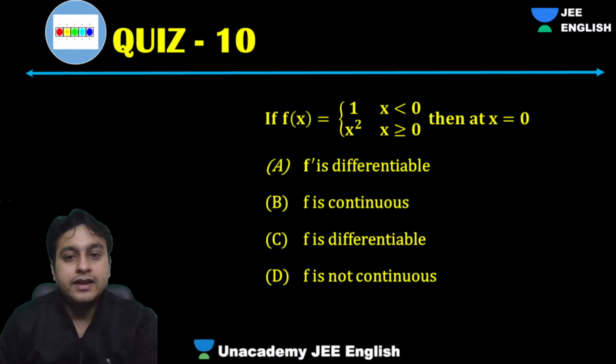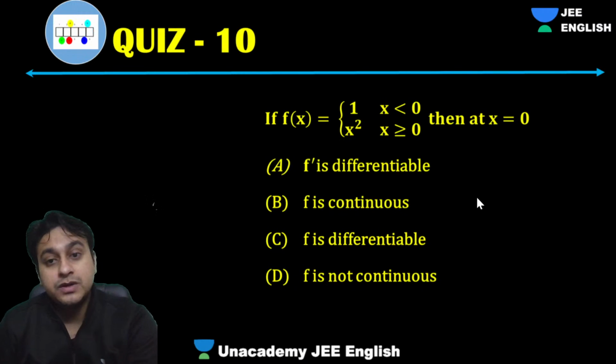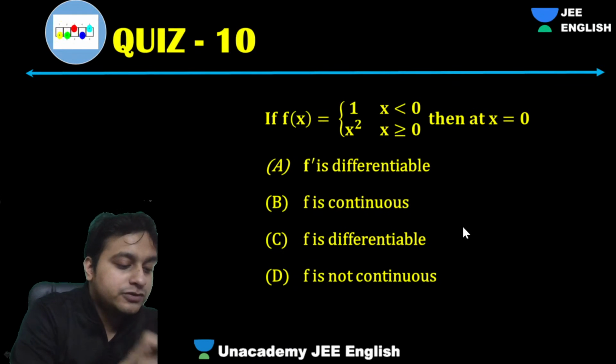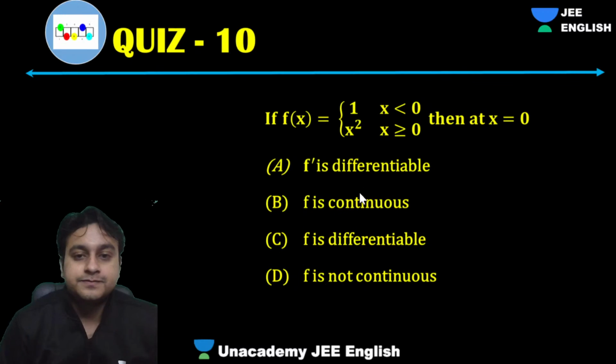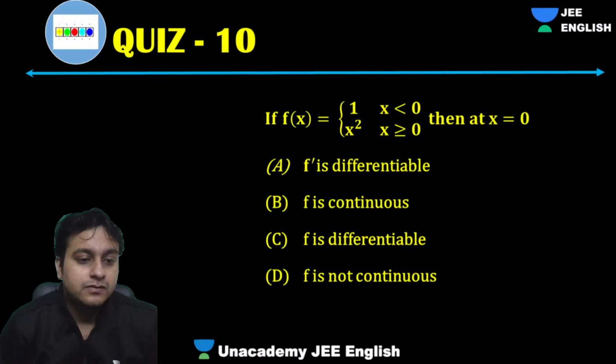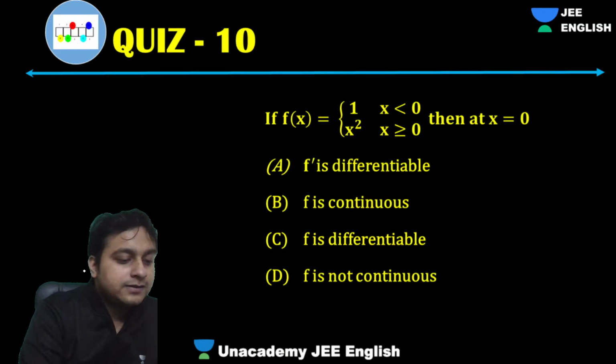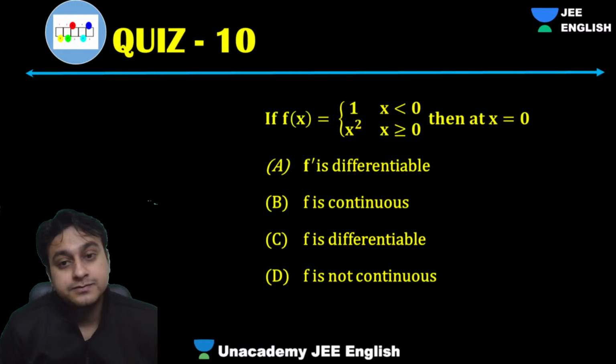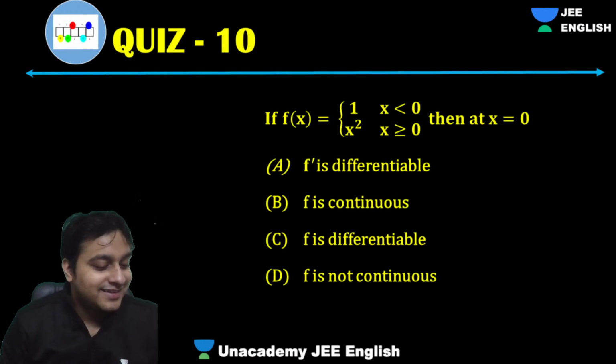One by x square, then f dash is differentiable, f is continuous. F is not continuous, f is differentiable. So very, very important. This kind of questions they are asking a lot in JEE nowadays. Come on guys, simple one. Also, I'll give you one very important concept, guys. F dash is differentiable. Yes. So that's what, guys, you have to understand.